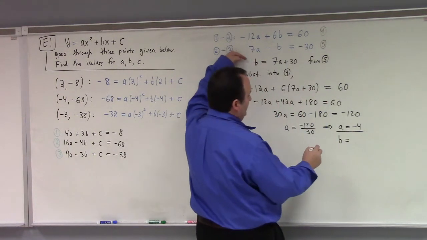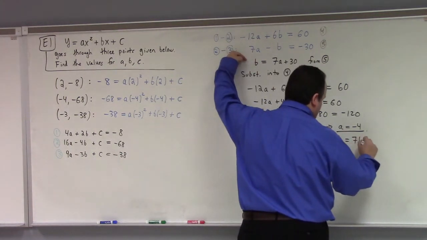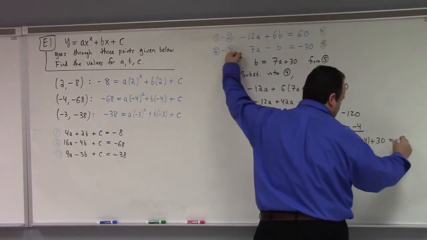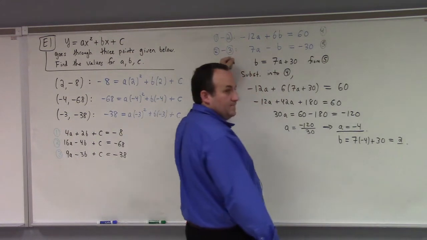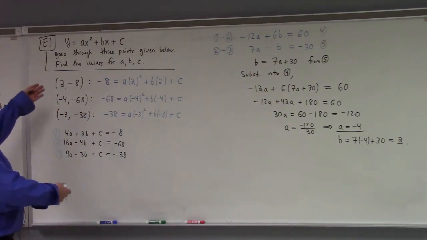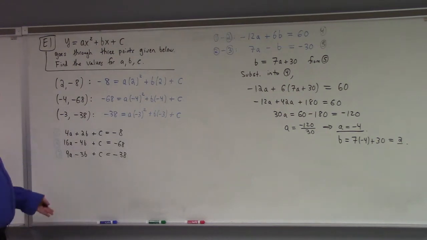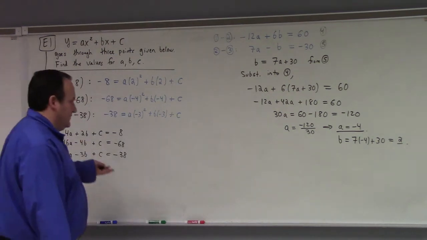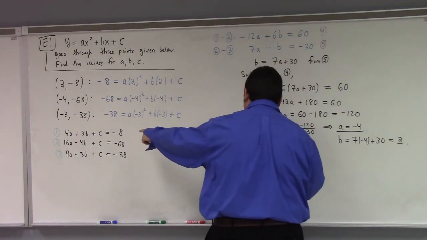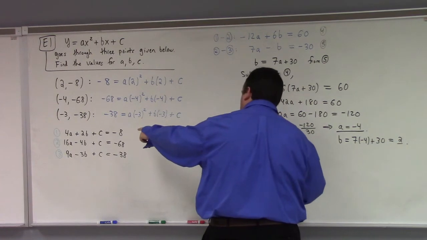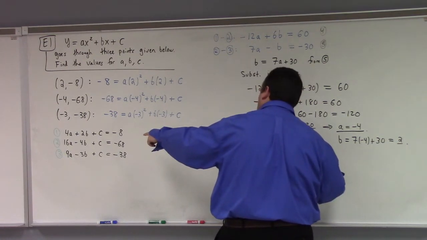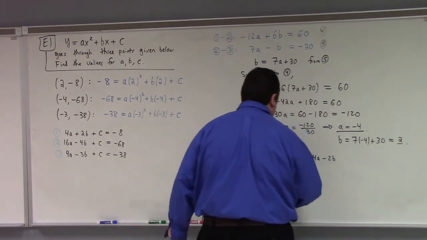Right here, right? 7a minus 4 plus 30, so b is equal to minus 28 plus 30, that's 2, right? And how do I find c? Pick your poison, whichever one you want from the initial set of equations. Let's use the first one just for the sake of specificity. Solving number 1, from 1 I get c is equal to minus 8 minus 4a minus 2b, right?